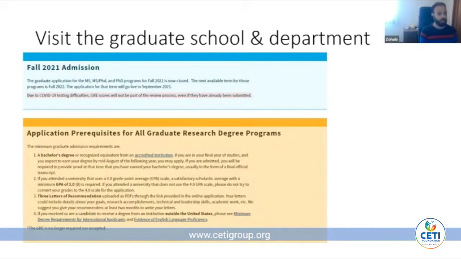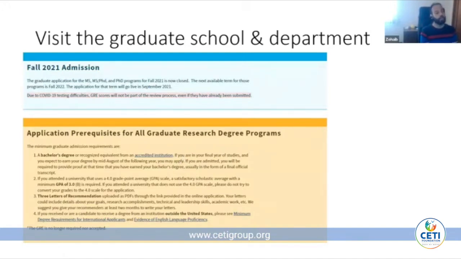So what I would do is visit the graduate school and the department. Basically, do a Google search, go to the website of this university, go to their graduate school and department, and then start looking for the application prerequisites. Also look at the faculty, whether the faculty members are diverse or not. Why I'm suggesting this is that this professor is working on analog circuit design.